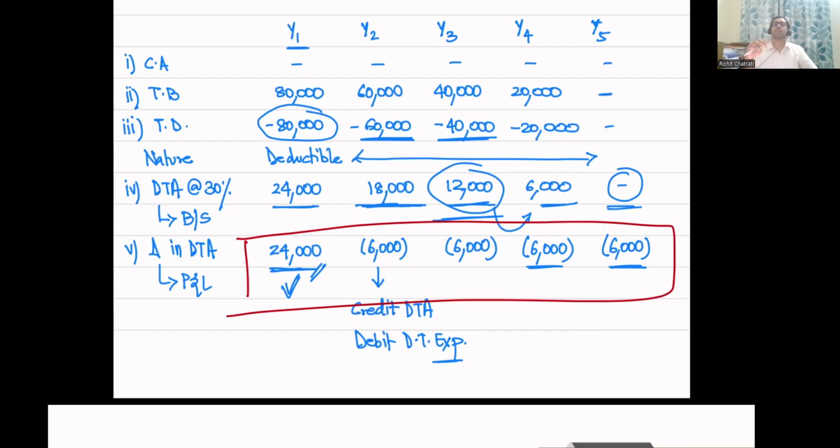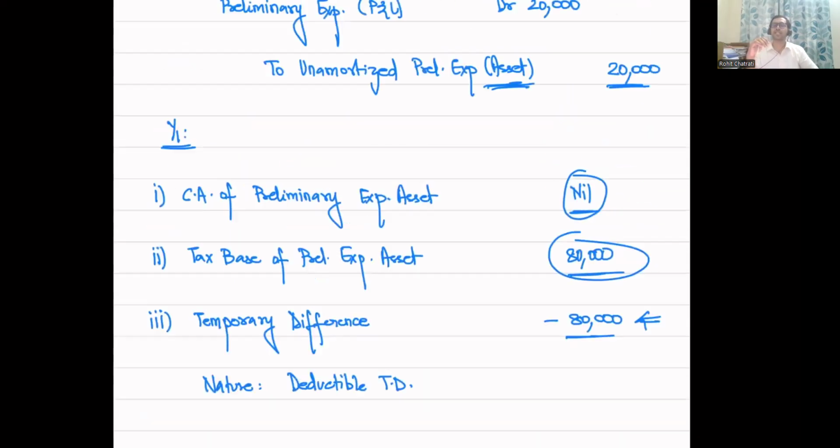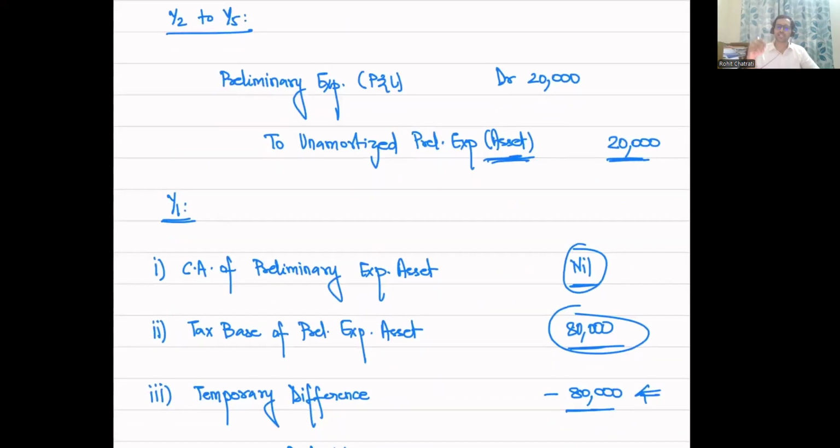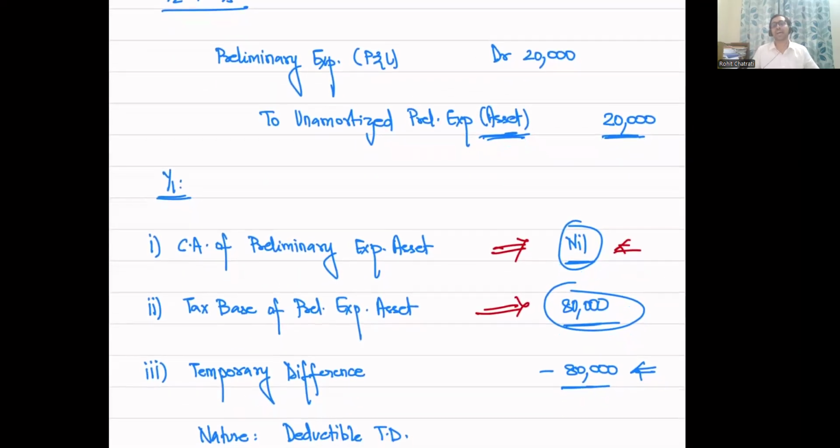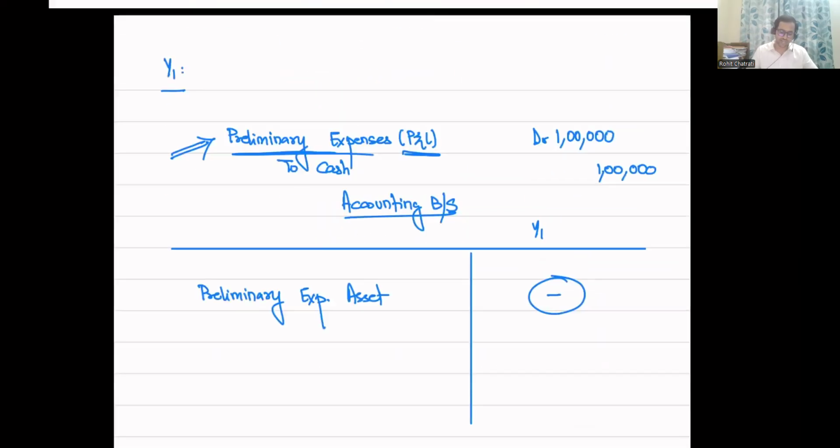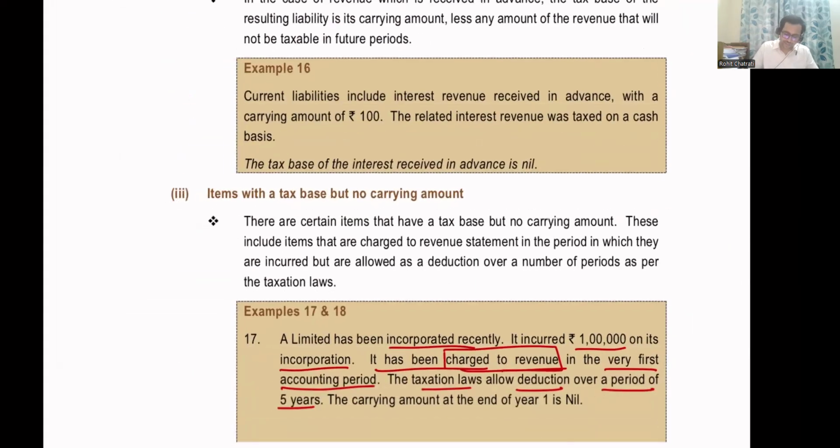All right, this was an example where the carrying amount is equal to zero, but a tax base actually exists. So it's not mandatory that an asset should have a carrying amount. There can be certain items which do not have any carrying amount but have a tax base. If you look at the heading of example 17, it refers to items with a tax base but no carrying amount. The carrying amount is zero, but a tax base actually exists.